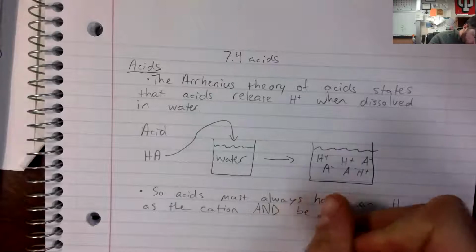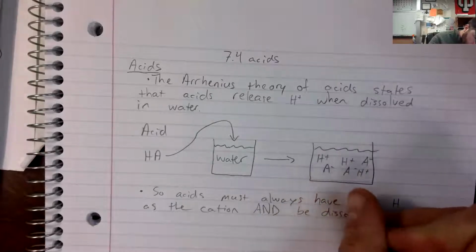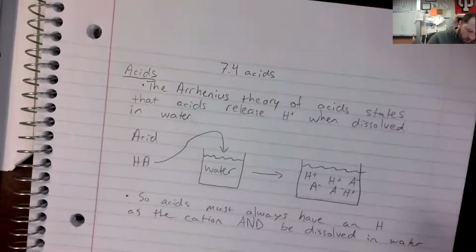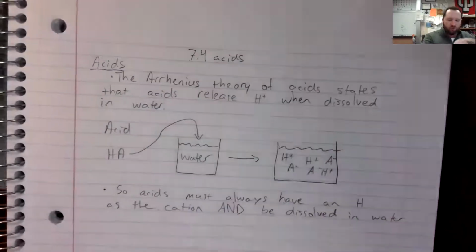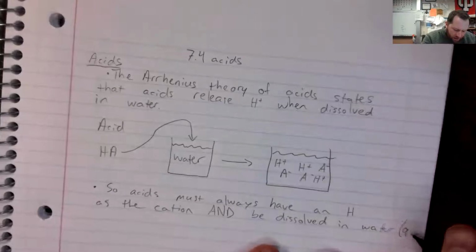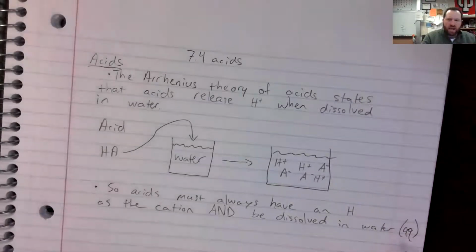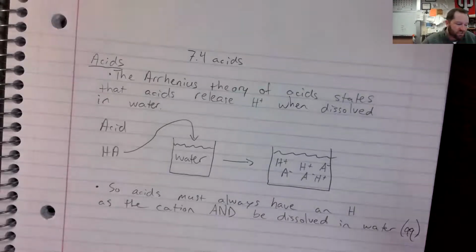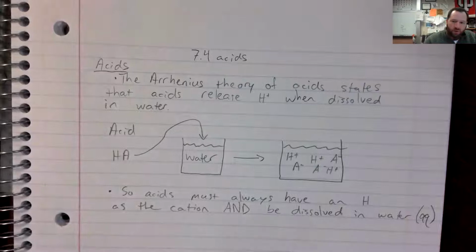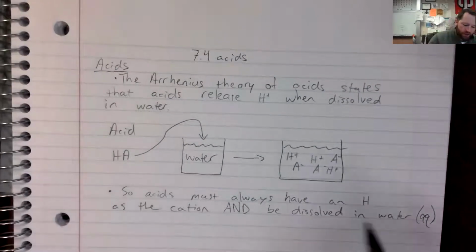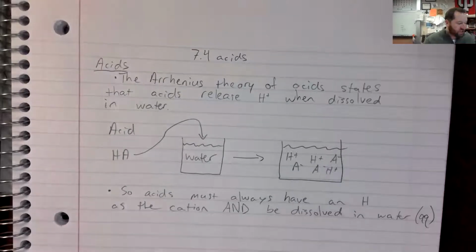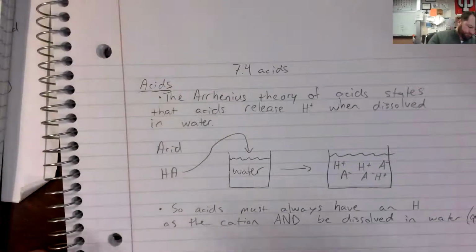And it always has to be dissolved in water. The way that we show that is by writing AQ after it, aqueous. AQ stands for aqueous, which means that substance is dissolved in water. So acids should be really easy to recognize. They're always going to start with an H, and they always have to have aqueous, AQ, after them.